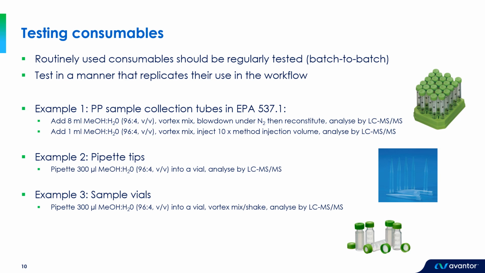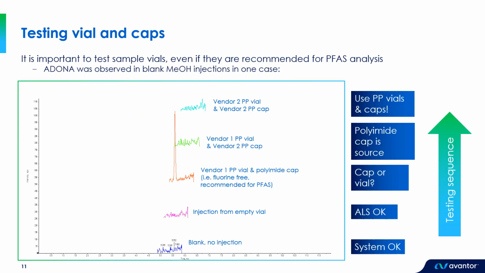So therefore, if you expand the range of PFAS you're analyzing or begin working with a new method, you need to rigorously test for those new PFAS compounds and not just assume that what was PFAS-free with one method is PFAS-free with another. So here's an example of why it's crucial to test things like sample vials before we use them in our workflows, even if they're recommended for PFAS analysis.